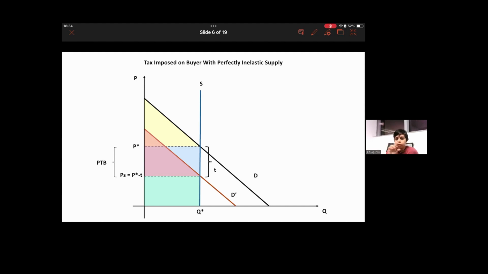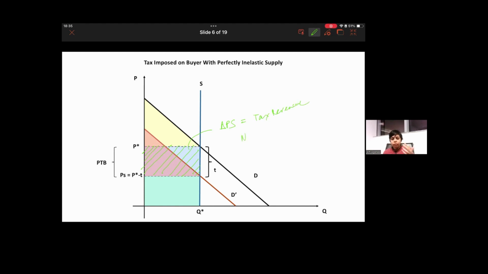And what is the difference in the producer surplus? It is that blue rectangle part, this part. This is the loss in producer surplus. You can just write delta. And where is this part going? This is going into tax revenue. Okay. Now, in this case, there is no deadweight loss.